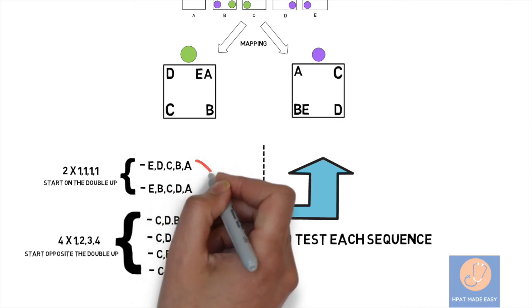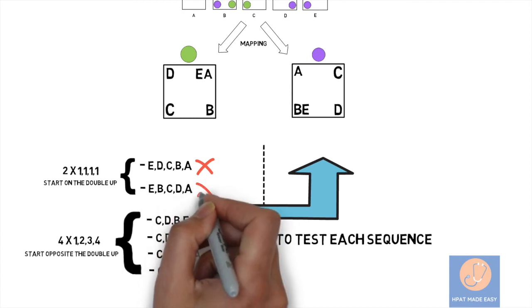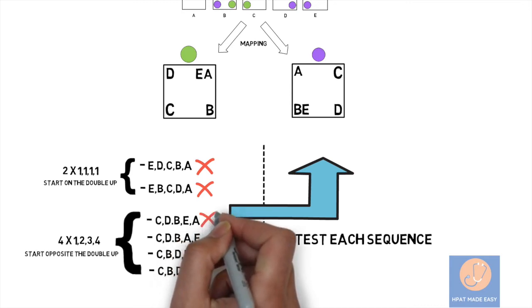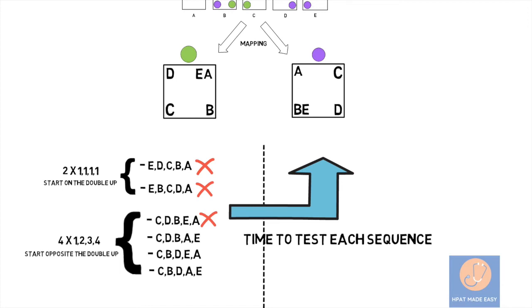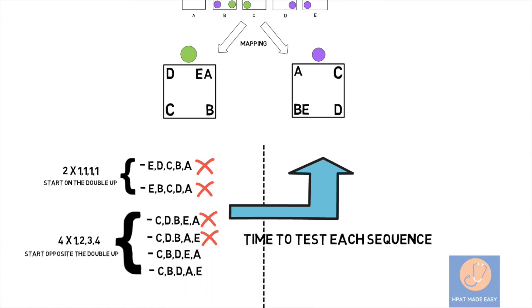Looking at the first one, E, D, C, B, A, you can see that it moves 1, 1, 2, 3, which is not logical. The second sequence there is also not logical, as it moves 0, 2, 1, 2 from E, B, C, D, A. The next sequence, C, D, B, E, A, moves 1, 1, 0, 1, which is not logical either. C, D, B, A, E moves 1, 1, 1, 3, which isn't logical. C, B, D, E, A there, next moves 2, then 1, then 3, then 3, which isn't logical, so we can put an X next to that one as well.